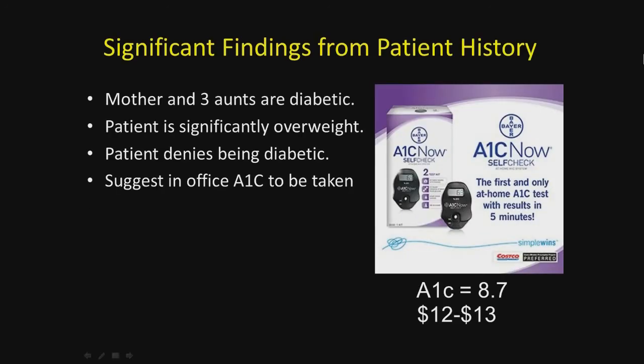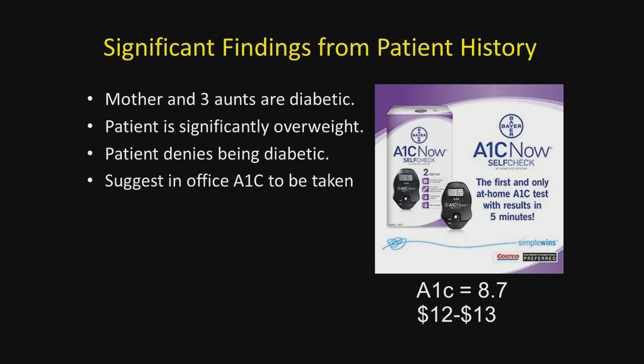Significant findings from the patient history: the mother and 3 aunts are diabetic. So there's a strong family history, and it is a gender-sensitive situation. The patient is significantly overweight. So now we're getting the idea that we may be dealing with a diabetic patient. But the patient denies being diabetic, so I would suggest doing an in-office A1C score.